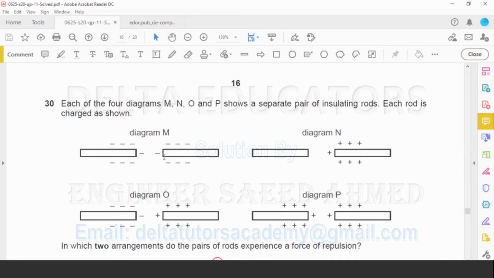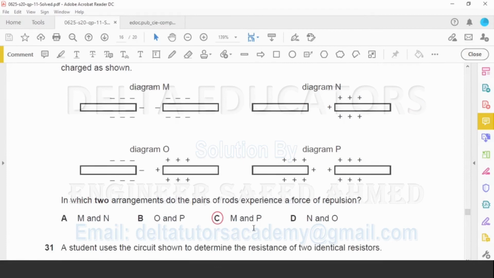Same charges repel, opposite charges attract. Here we have same charges, negative charge. So in diagram M, it will repel. Here in this rod, we have no charge, here positive charge. So here there will be neither attraction nor repulsion. In O, we have positive charge, here negative charge. So here it is attraction. In P, here positive, same charges, like charges. So here repulsion. So repulsion is in M and in P. M and P is given in option C. So here the correct option is option C.